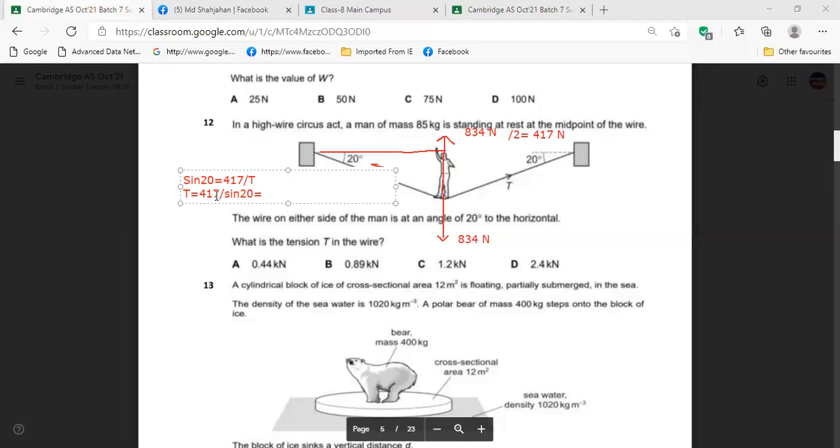Sir, mistake over here. 1219.13 Newton, right? It's coming, right? Then 1.2 kilonewton. So you got it, right? Resultant force for this one is 834. That means for each side, for this T we are having 417, and for this T also we are getting 417. Altogether it's making 834, right?